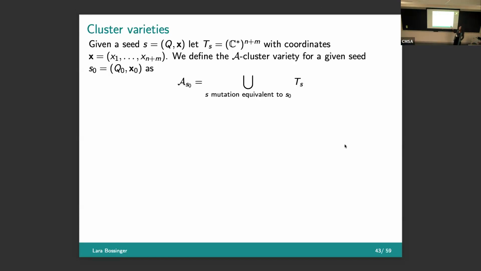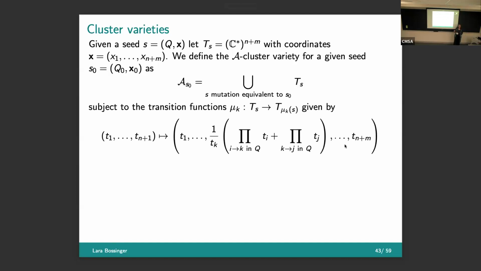So for every seed we encounter, we're going to have this algebraic torus, and we're going to take the union over all of them. In order to build a scheme, I only need to tell you now how to glue two tori in this atlas. And this formula should look very similar to what we've seen yesterday. It's exactly the mutation formula.